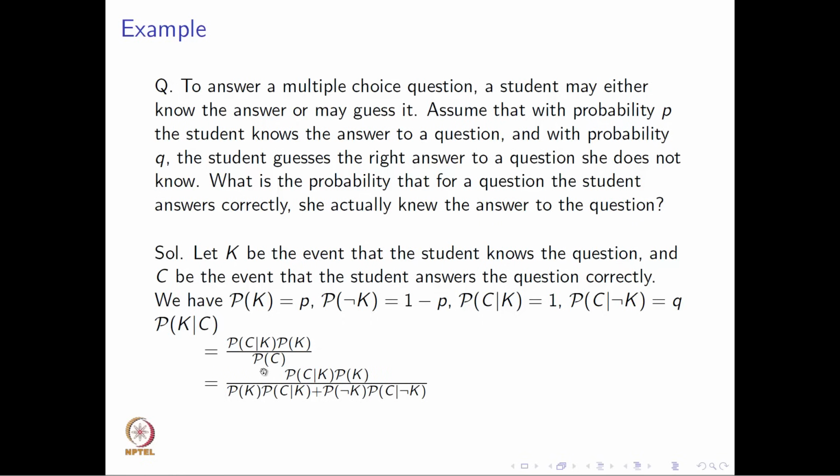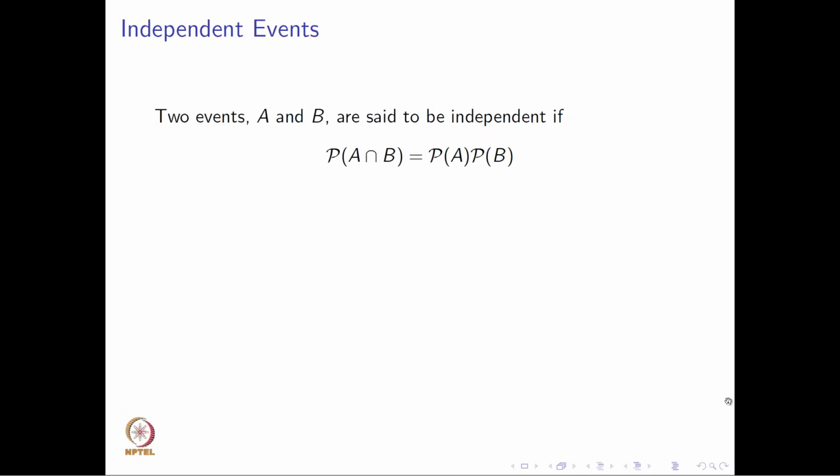The probability of answering the question correctly can be expanded in the denominator to consider the two situations: probability of answering the question correctly given that the student knows the question, and probability of answering the question correctly given that the student does not know the question. Now, using the values which we have gathered from the question, we can arrive at the answer of P by P plus Q into 1 minus P. Note here that the Bayes rule is essential to solve this problem, because while from the question itself we have a handle on the value probability of C given K, there is no direct way to arrive at the value of probability of K given C.